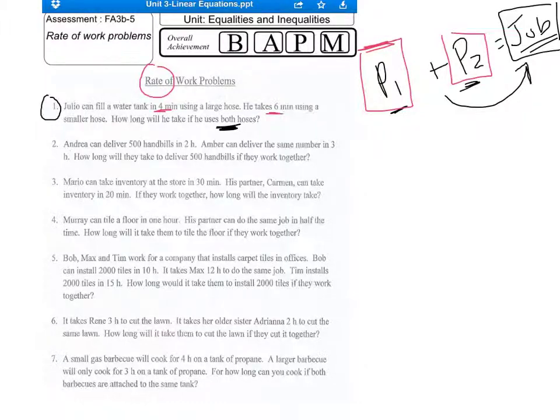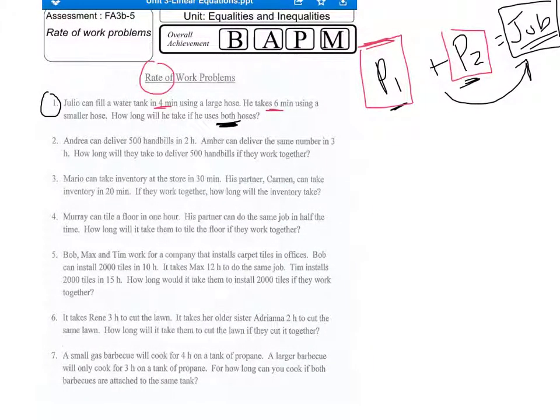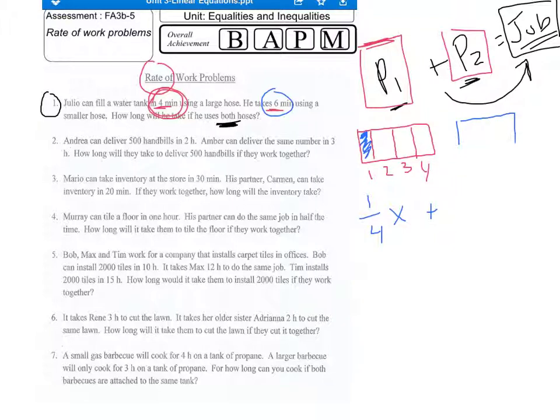So what we need to consider is, with this hose, how much of the job can they get done in 1 minute? Not 4 minutes like it says, but how much of the job can they actually get done? If we break the job up, here's the job: 1 minute, 2 minutes, 3 minutes, 4 minutes, and in 1 minute, he can get 1/4 of the job done. We'll do the same here. In 6 minutes, here's the job, this person can get 1/6 of the job done in 1 minute.